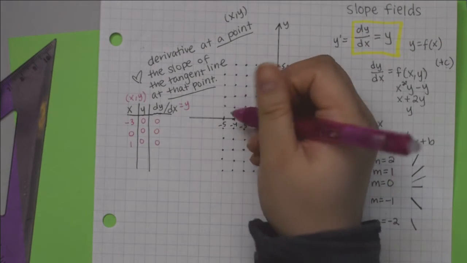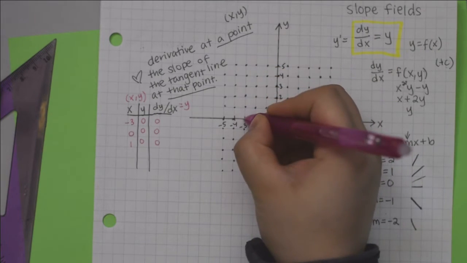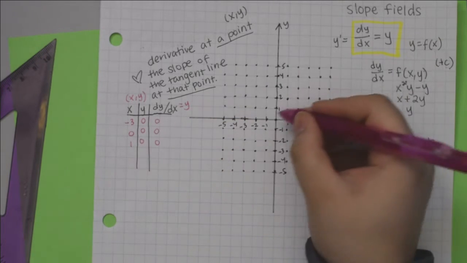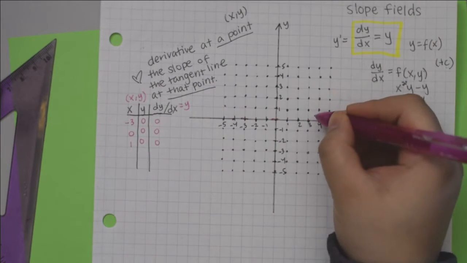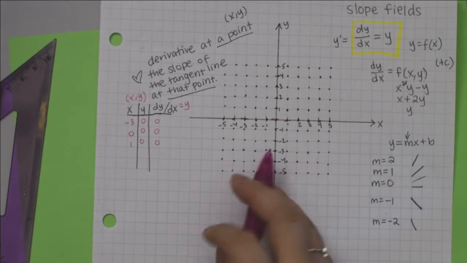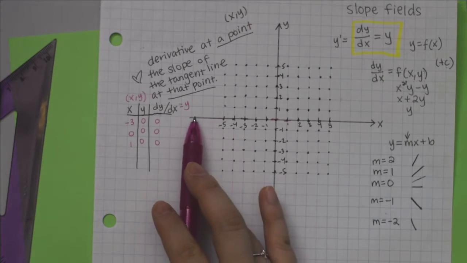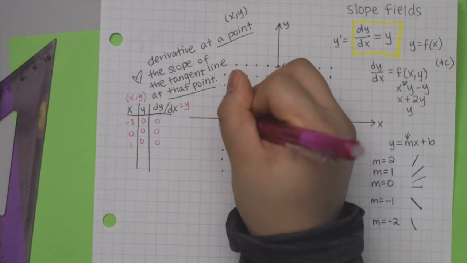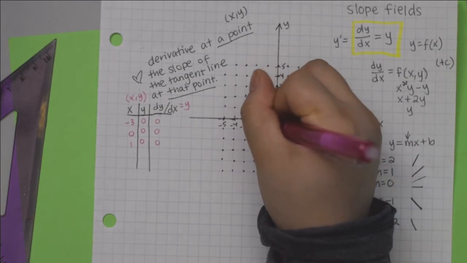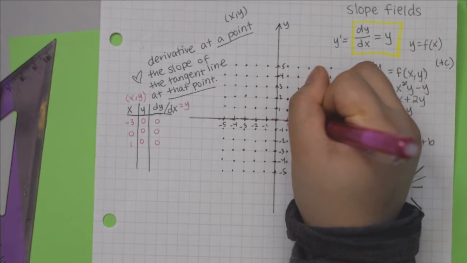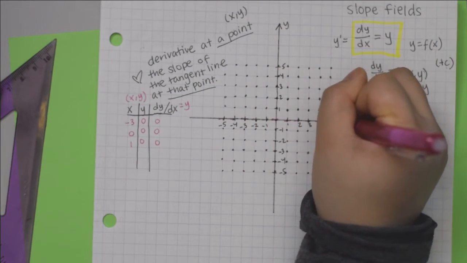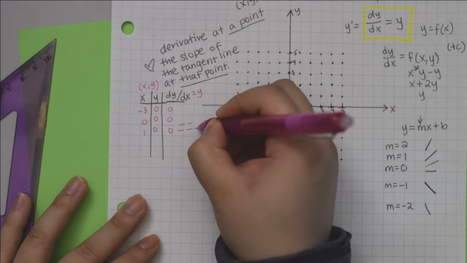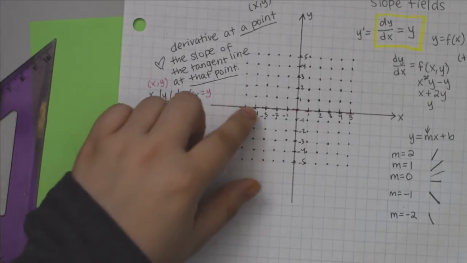So at (-3, 0), like right here, I'm going to draw a horizontal line. Same with (0, 0), same with (1, 0). This is going to be kind of hard to see for the 0 because it's on the x-axis, but I can fill this pattern in here, here, here, here. So basically I'm drawing a bunch of little things like this, just horizontally right here.